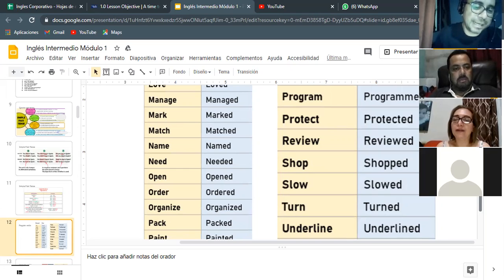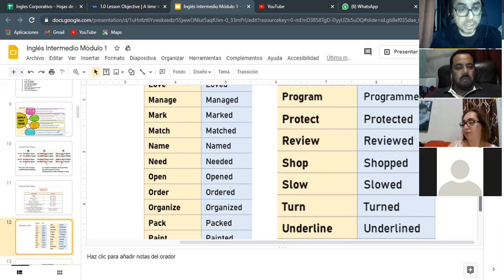Well, this verb maybe has two ways. To schedule something, that is to program. Also, you can use that with computer programming, right? You can do that one.